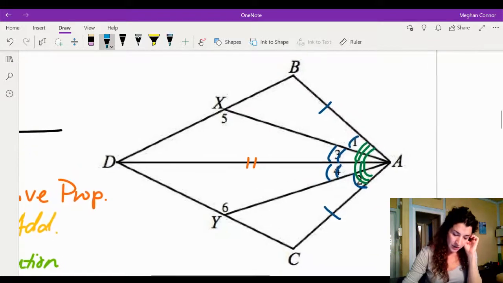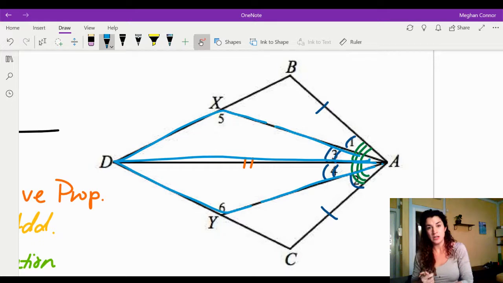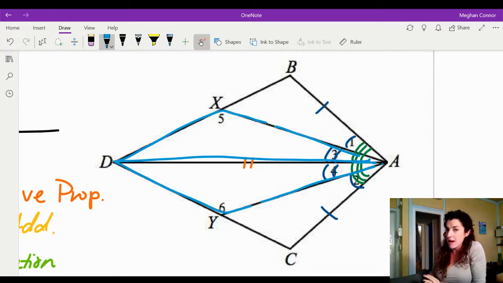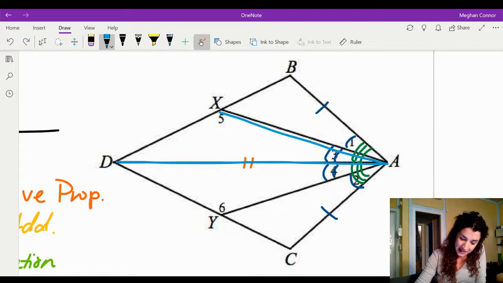angle 5 and angle 6 are a part of these two triangles. So I need to prove that those two triangles are equal in order to then say that angle 5 and angle 6 are equal. Which means I need to then use CPCTC to prove that AXD and AYD are equal. Between AX, here I shouldn't have, oh no. Okay, I shouldn't have erased these guys.